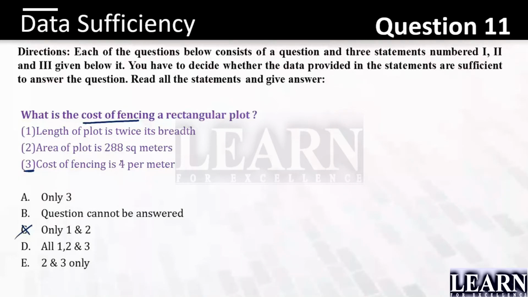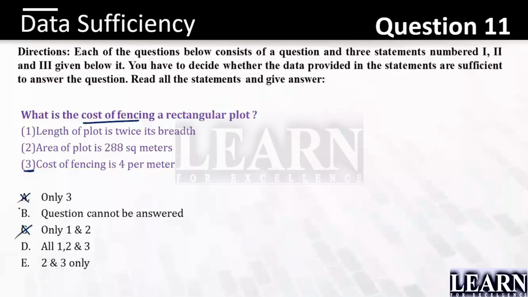Cost of fencing is 4 per meter, but we don't know what it is. We don't know what is the area. Nothing is there. So can I say A is not possible? Just by knowing the cost per meter, we cannot answer it unless and until we are given the proper data. So I'll check out with this. That's nothing but going out with 2 and 3 now.